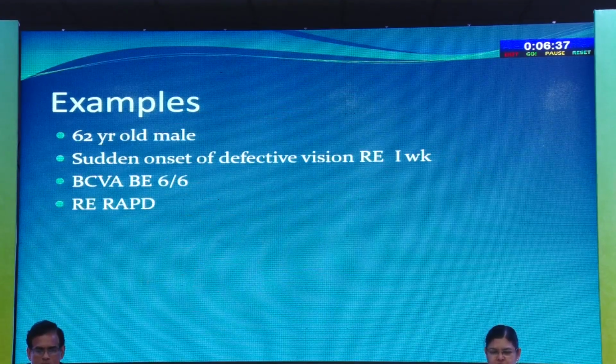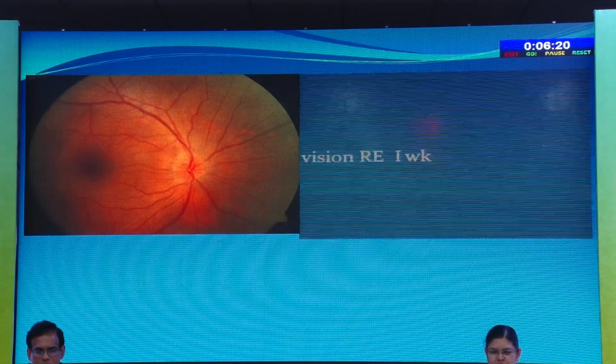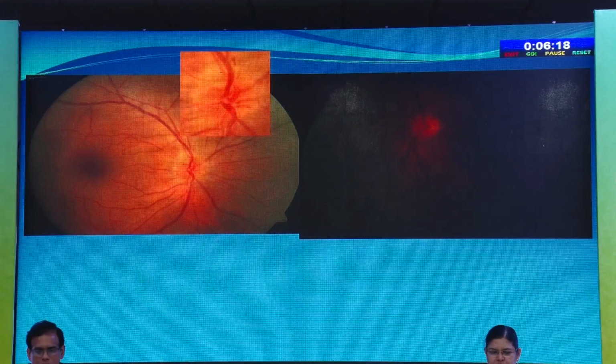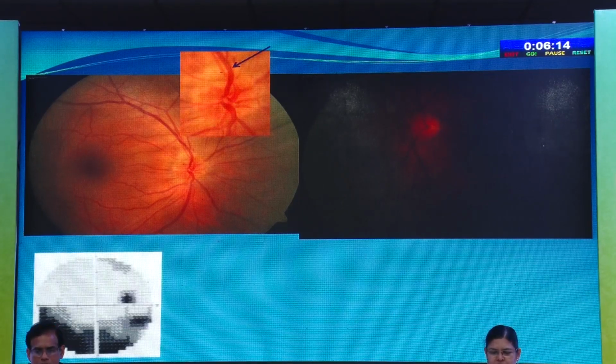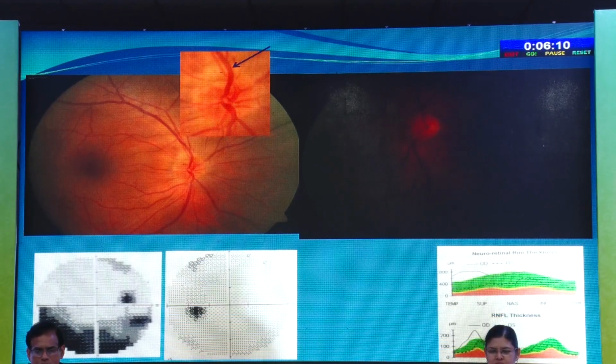So I'll give you some examples. A 62-year-old male came with sudden onset loss of vision in the right eye of 1 week duration. Best corrected vision was 6/6 in both eyes, and he had right eye RAPD. He was a diabetic and hypertensive. This was the fundus picture. We can see a segmental pallor of the disc, and on visual field there was a corresponding inferior field defect, and this was a case of ischemic optic neuropathy.